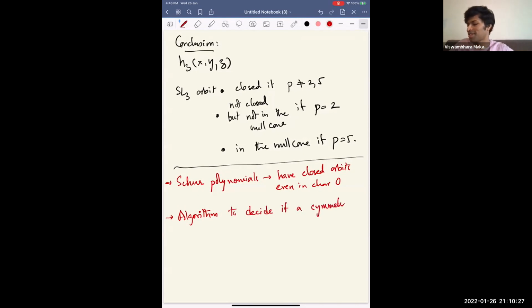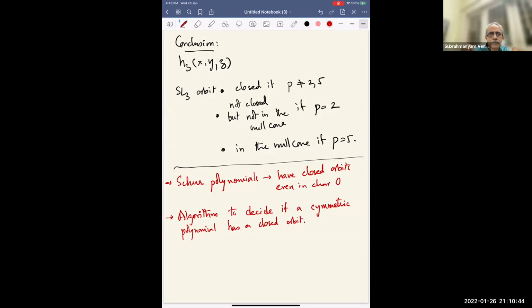If a symmetric polynomial has a closed orbit, this is actually pretty efficient in characteristic 0. It's only about as efficient as you can get because symmetric polynomials take a long time to write once you ask for enough symmetries. And in positive characteristic, it's not quite as efficient because at one point I have to do Gröbner bases.